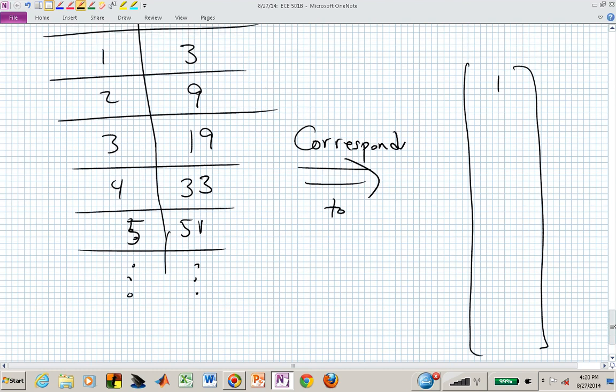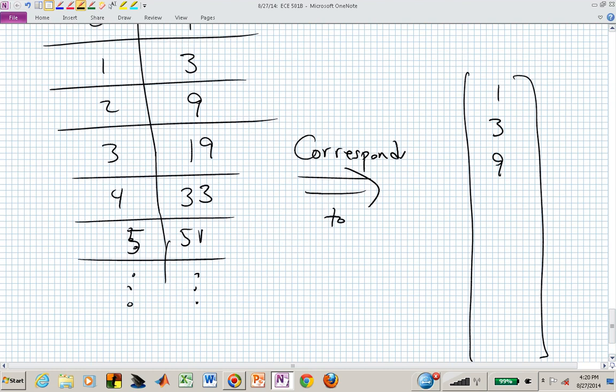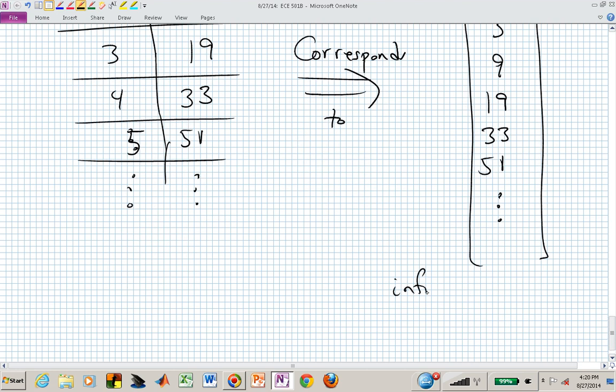Now I have to remember what it was: 1, 3, 9, 19, 33, 51, and that doesn't end, does it? That's an infinite dimensional vector, which we may not be using in Linear Algebra Done Right. We will restrict to finite dimensions, but this is still a vector space. So this is now an infinitely tall, or an infinite sequence.